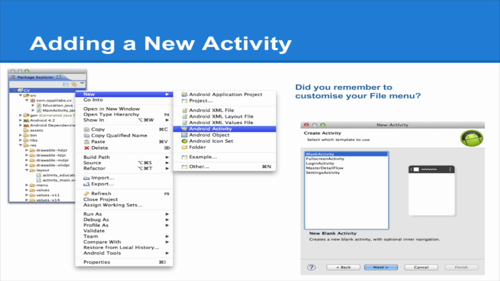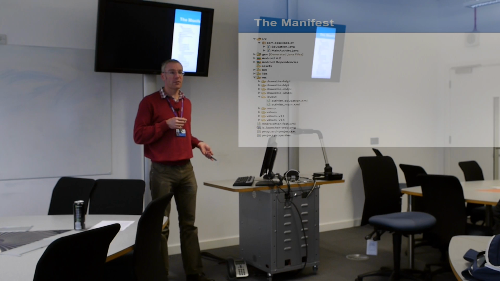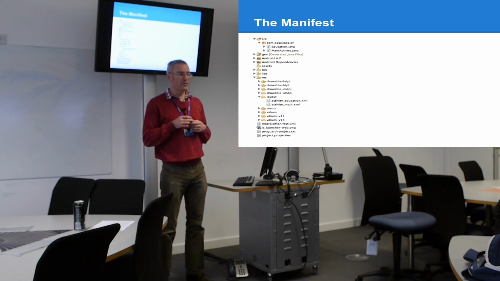So really simple. I think this is the old version actually. You simply add a new activity to your project. For some reason I've left the old Eclipse version. So when you add a new activity, it'll give you the view, it'll give you a menu file, and it'll give you the controller. So it'll actually give you a third file, the menu file, which we'll talk about later. So this is how we add new activities. And let's have a look at the manifest.